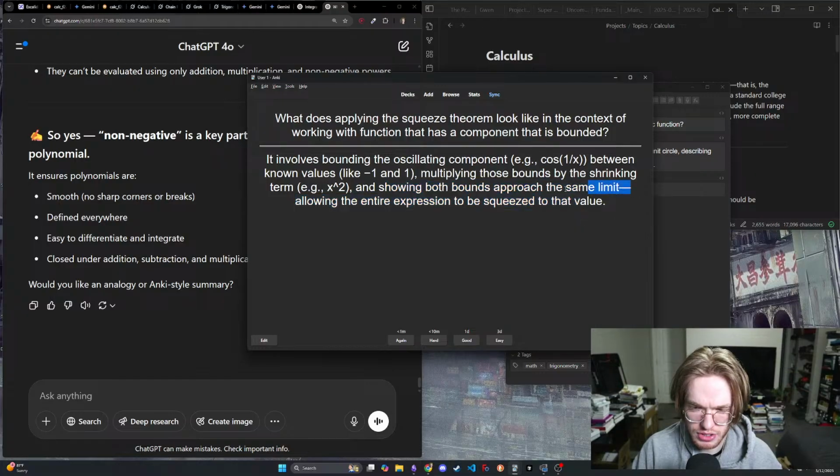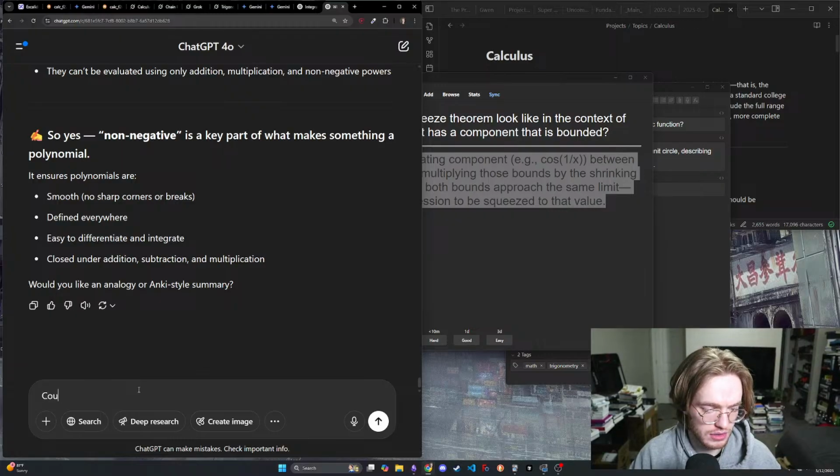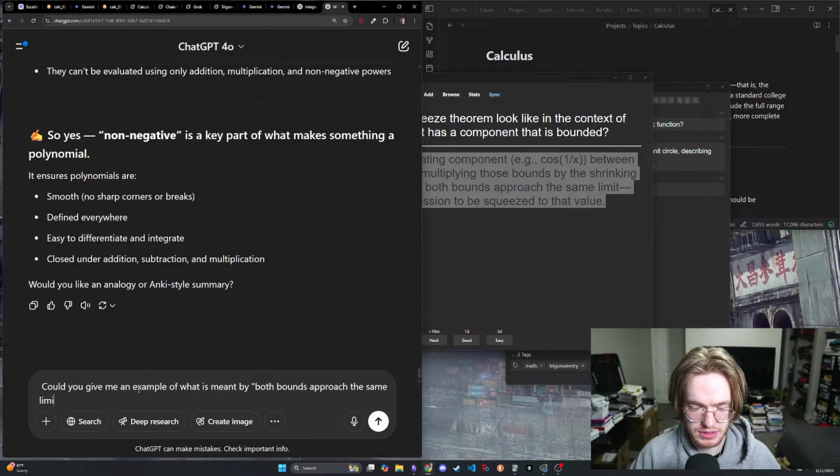Okay, so I'm not sure if I deeply understand this. Could you give me an example of what is meant by both bounds approach the same limit? Walk through a couple examples of these problems. That would involve this.